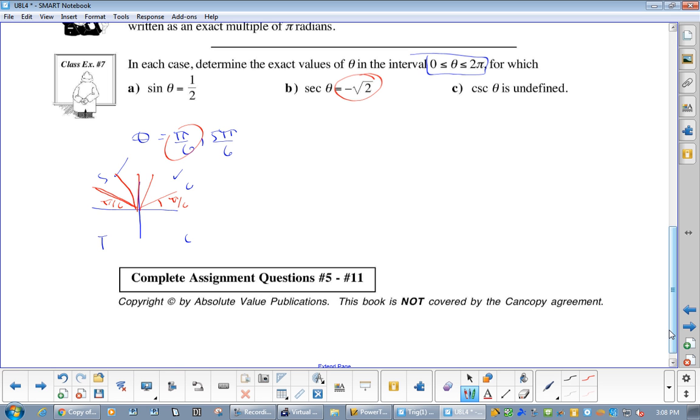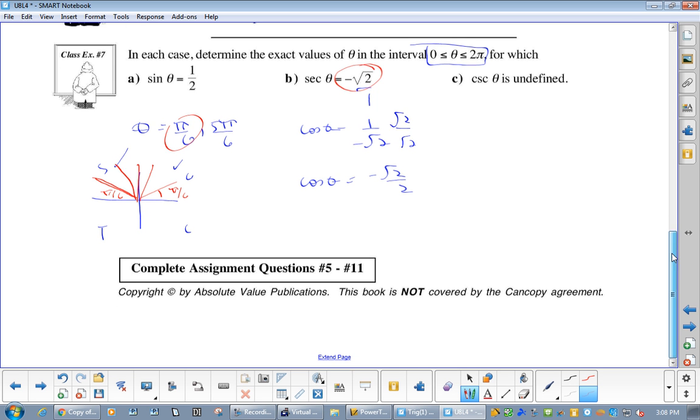But who's secant's buddy? Secant is over 1, so cos theta would be 1 over negative root 2. Now, are you allowed a radical in the bottom? So you're going to multiply by root 2 over 2. So when does cos theta equal negative root 2 over 2? Recognize that? So where does it happen?